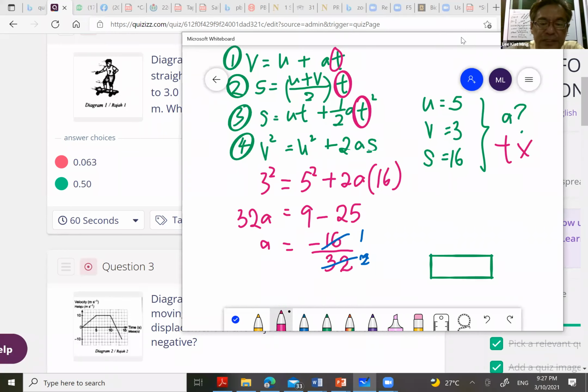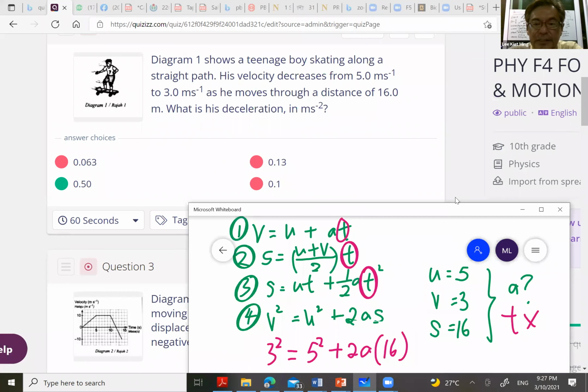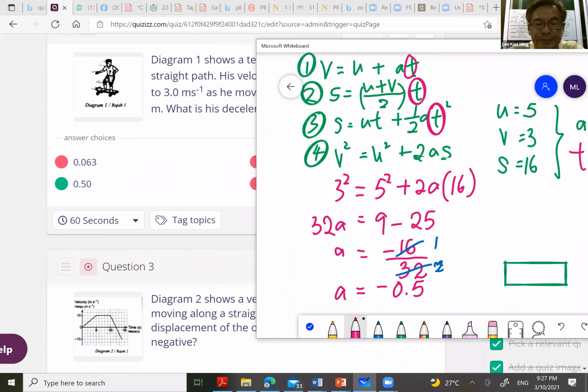But they're asking for deceleration, so you throw away the negative, and that's why your answer is the green button, 0.5. Is that clear, everybody? I think it's a very standard type of question. With that, I'm going to go to the next question.